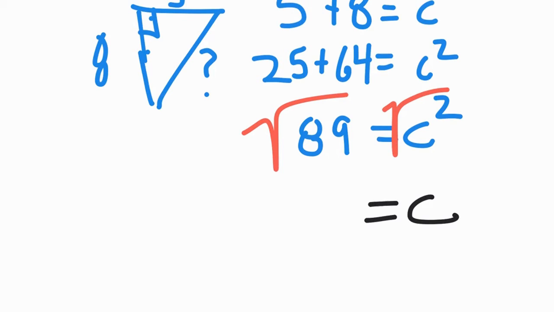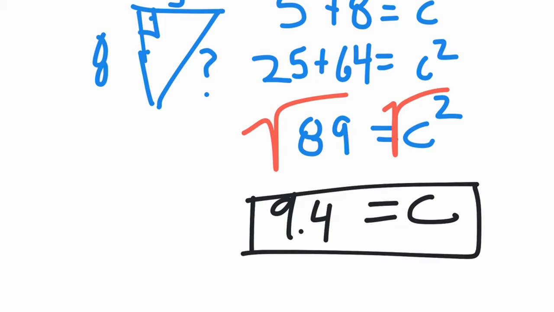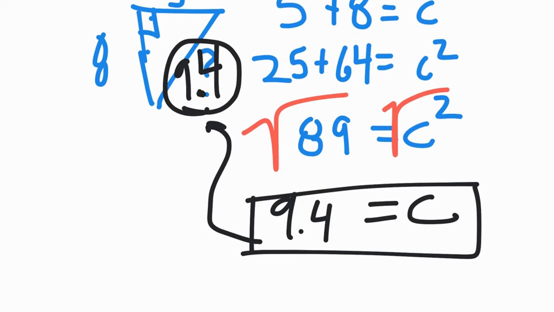And square root of 89 is 9.4 with a bunch of extra decimals after that. So that's my longest side. Go back up, double check, make sure it fits. Is 9.4 bigger than either of the other two sides? Yes and yes. Alright, so this is how you solve and figure out what the missing hypotenuse is. This is how you solve for the missing longest side.